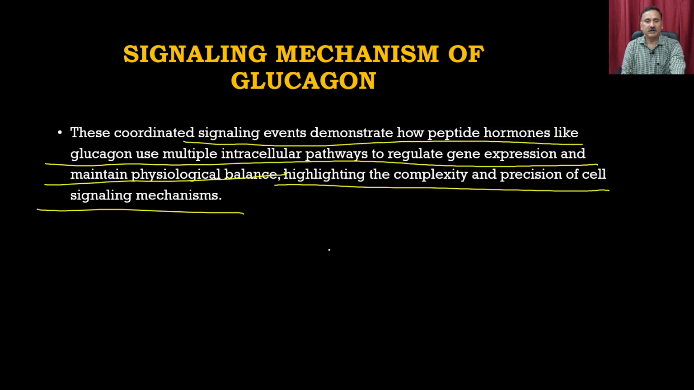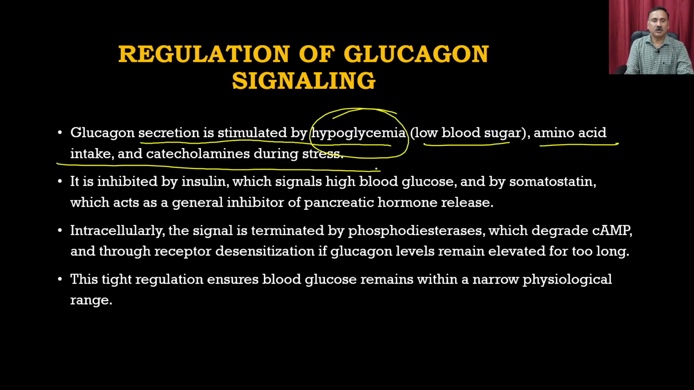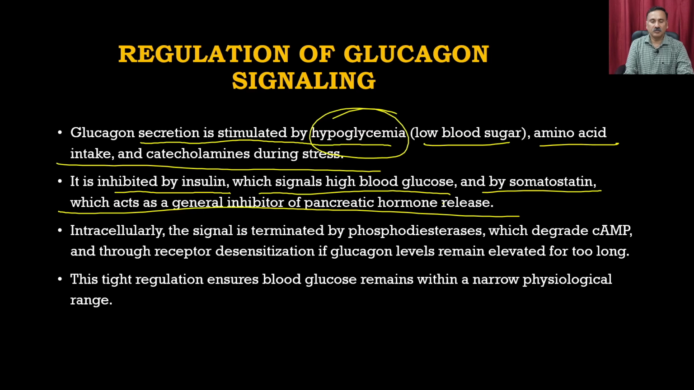Now, how the glucagon signaling is going to be regulated? So, glucagon secretion is stimulated by the hypoglycemia, which means low blood glucose, amino acid intake, and the catecholamine during stress. It is inhibited by the insulin, which signals high blood glucose, and by the somatostatin, which acts as a general inhibitor of the pancreatic hormone release.